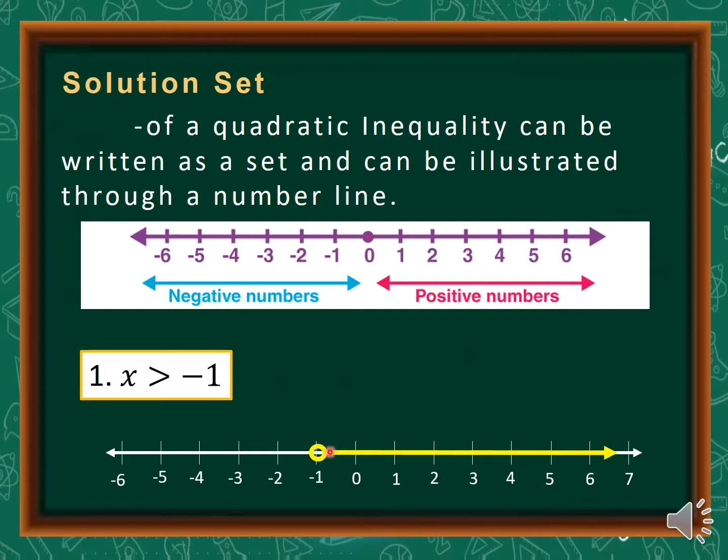The shade means these are all the possible values of x. It could be 0, 1, 2, 3, 4, 5, 6, 7, and so on, because these numbers are greater than negative 1. 0 is greater than negative 1. Correct. 1 is greater than negative 1. That is true. 2 is greater than negative 1. That is true. And so on and so forth. Did you understand?